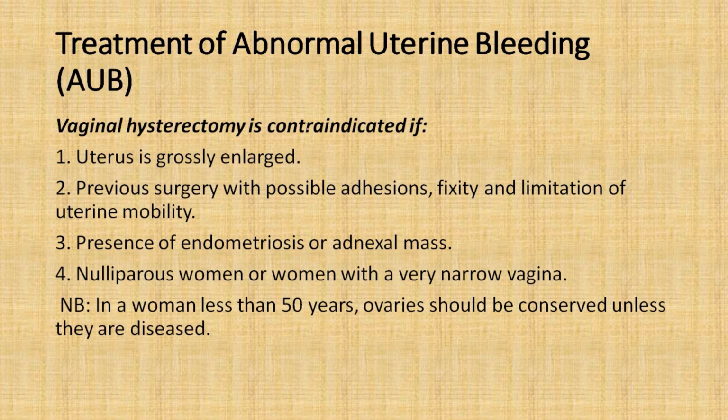Vaginal hysterectomy is contraindicated if uterus is grossly enlarged, previous surgery with possible adhesions, fixity and limitations of uterine mobility, presence of endometriosis or adnexal mass, nulliparous woman or women with a very narrow vagina. Note also that in a woman less than 50 years, ovaries should be conserved unless they are diseased.